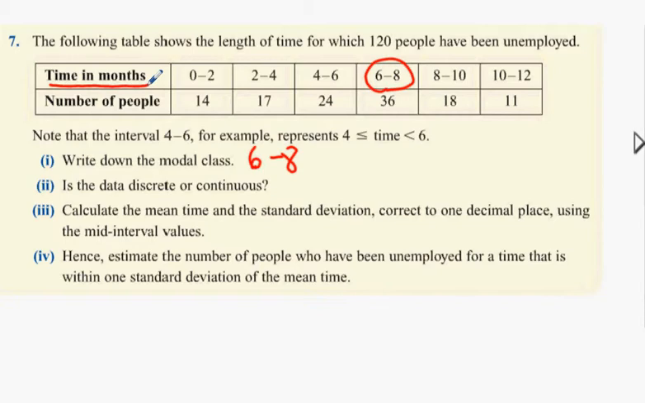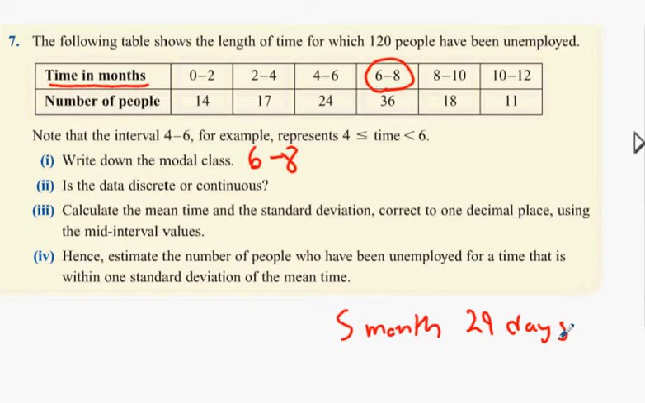Can I explain why it's continuous data? As an example, 5 months, 29 days. I can keep subdividing it, can't I? 10 hours, 6 minutes, 20 seconds, 10 milliseconds, 9 nanoseconds. I can keep subdividing forever. It's not one or the other, is it? So this is continuous data.